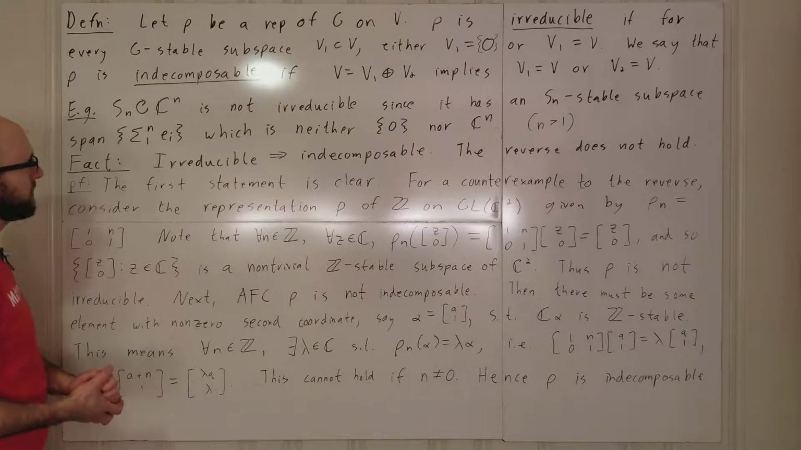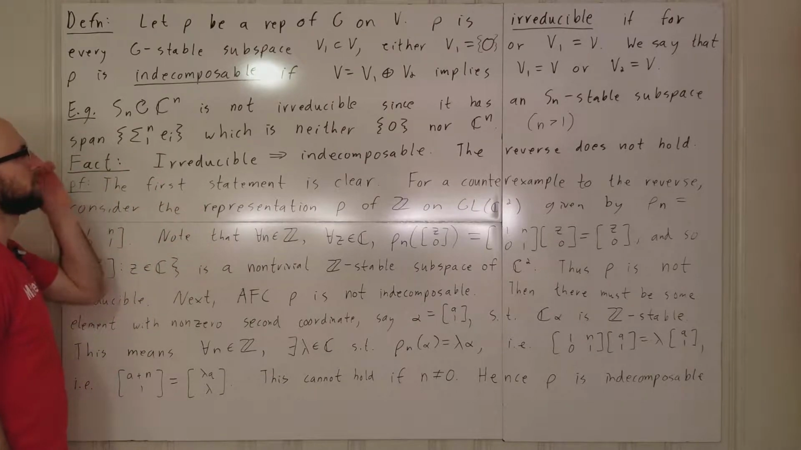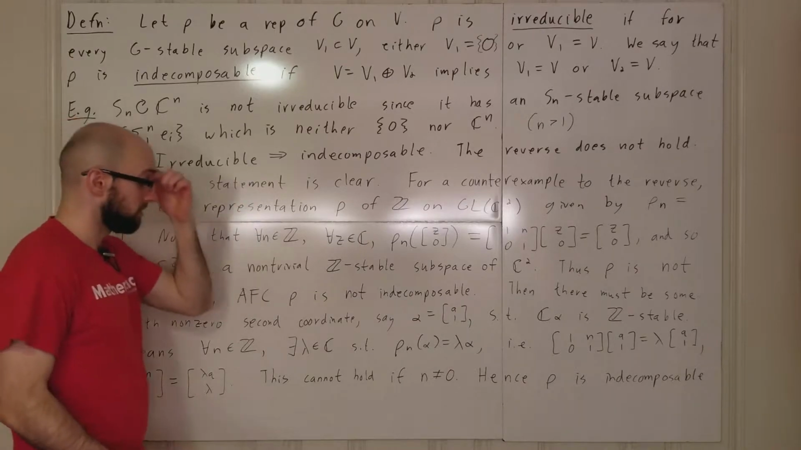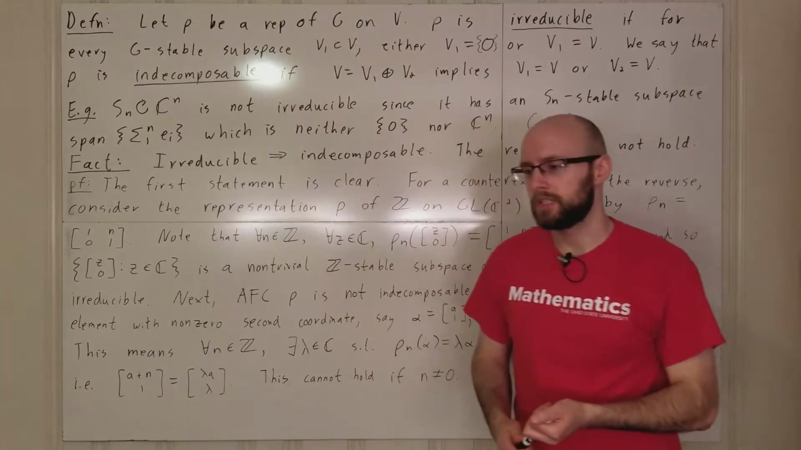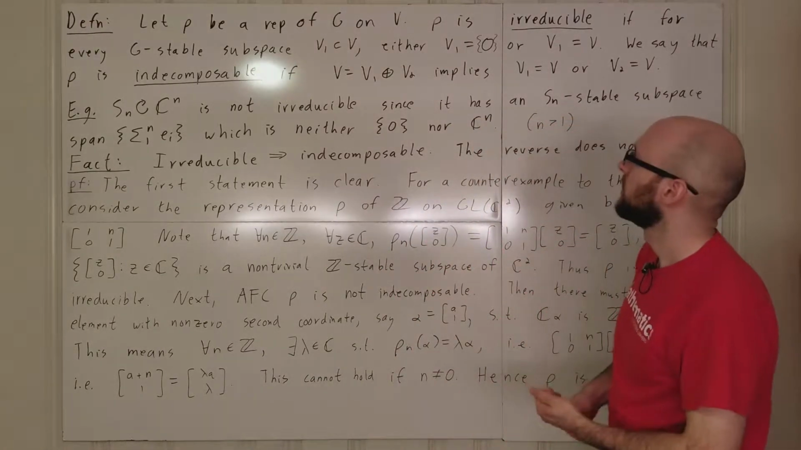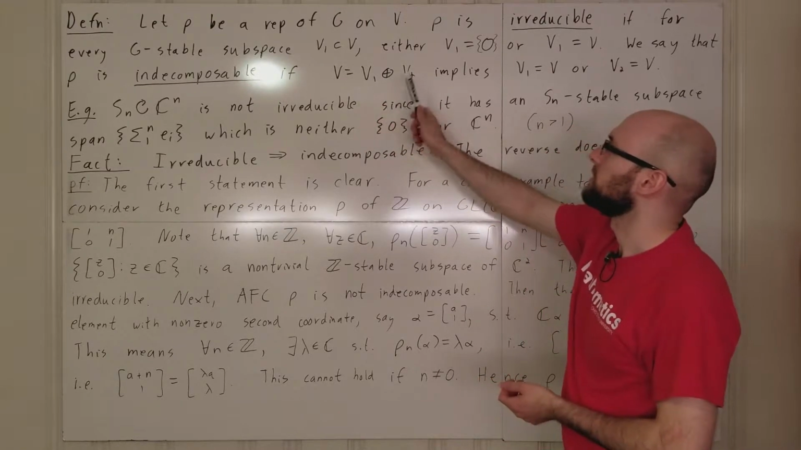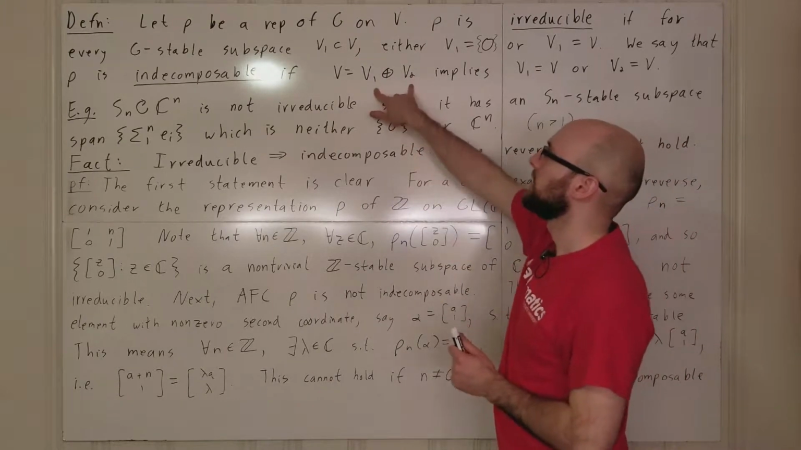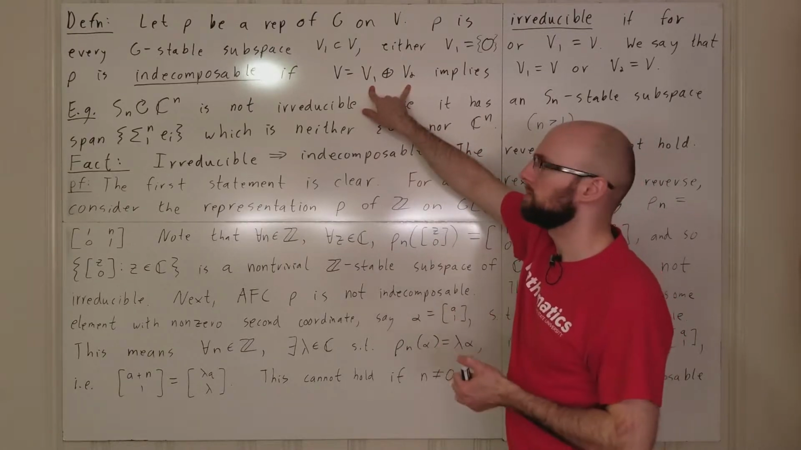The first statement is clear. The reason is this: let's suppose it's irreducible. For every subspace that's G-stable, either it's 0 or it's the whole space. So suppose that we can write V as V1 direct sum V2. Then each of these two things, by irreducibility, has to be either 0 or the whole space.